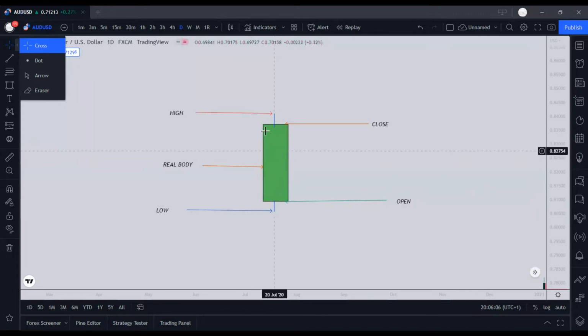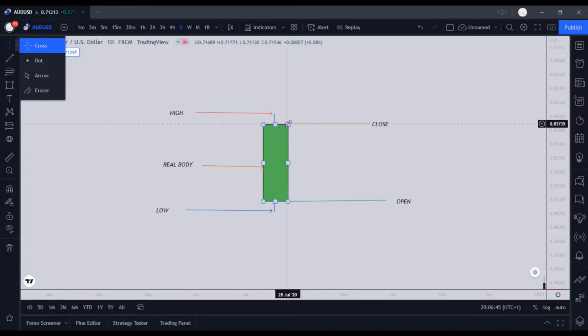All right. So let me start from the close or the open. For a bullish candle, it opens from the bottom and then closes above. Are you with me? To identify a bullish candlestick, it means the opening starts from the bottom and then closes above the open. So when we have a candlestick that closes above the open, then we say that candlestick is a bullish candlestick.